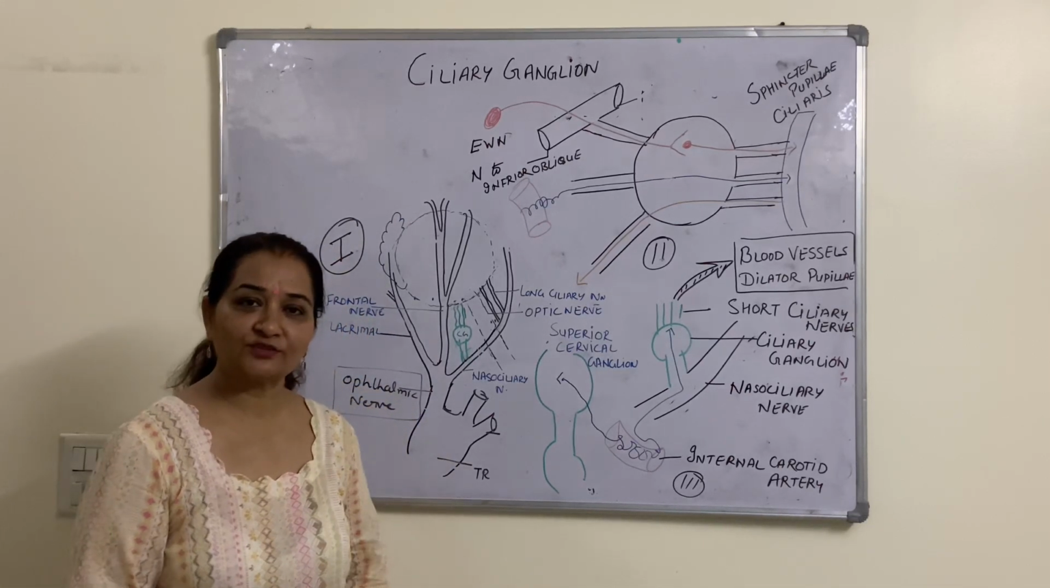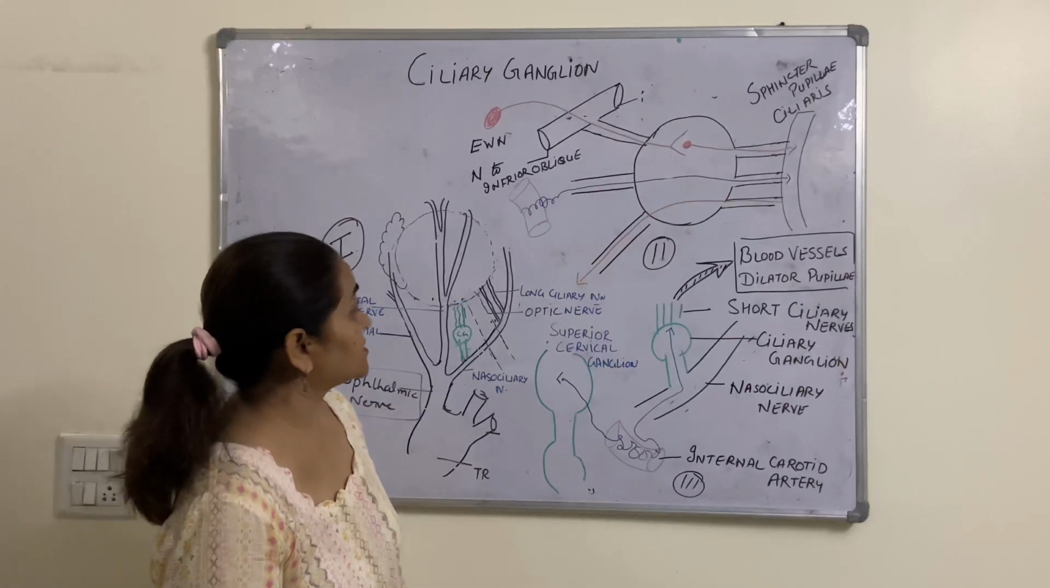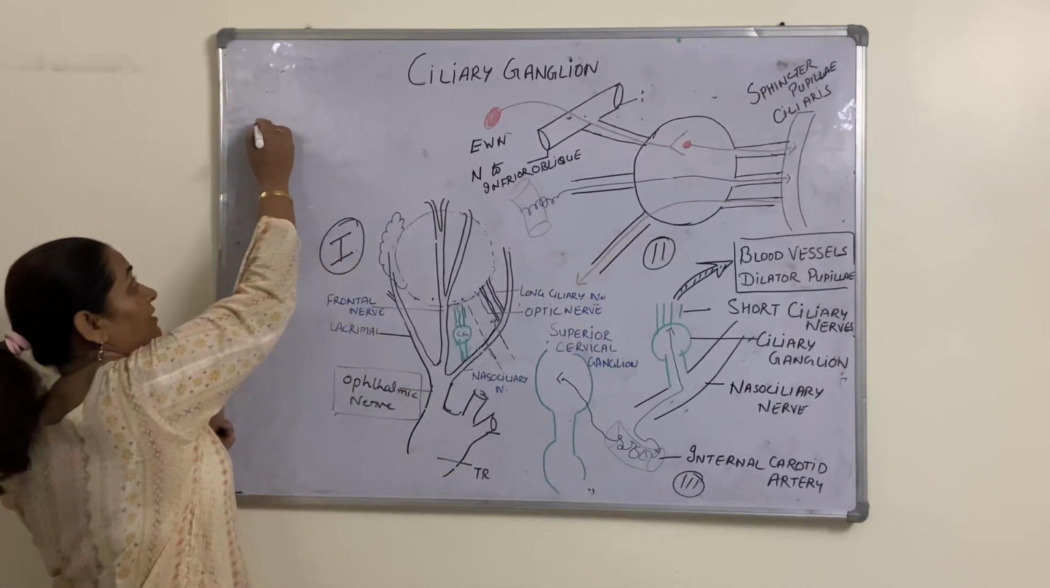Good morning students. Today we will discuss the ciliary ganglion. This ciliary ganglion is the peripheral parasympathetic ganglion.